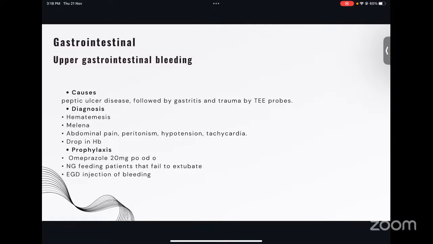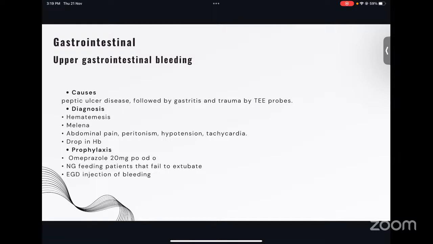On diagnosis, the patient may have hematemesis, which may be seen in the nasogastric tube. The patient will have melena or a positive fecal occult blood test. The patient will have abdominal pain, peritonism, hypotension, and tachycardia. In lab results, we will see a drop in hemoglobin.